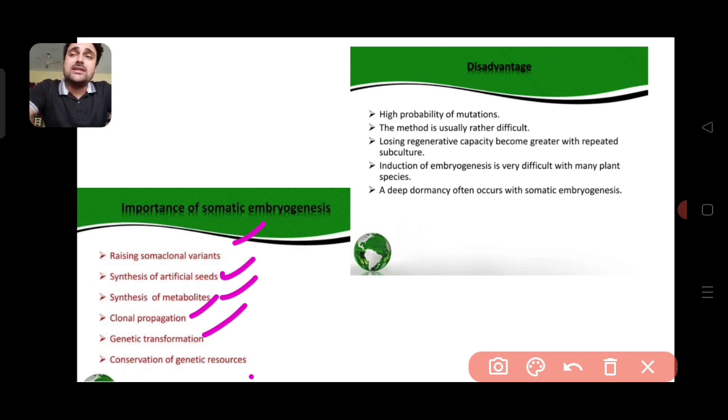While it also has some disadvantages, you should know there is a high probability of mutation during this process. This method is usually rather difficult, and you need very efficient material and a knowledgeable person. Regeneration capacity is lost with repeated subculture. Induction of embryogenesis is very difficult in many plant species. A deep dormancy often occurs with somatic embryogenesis. While doing this process, dormancy can also happen. So this is the advantages and some of the importance of this process.